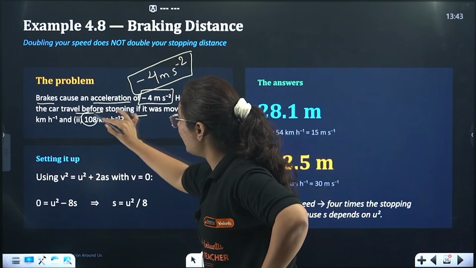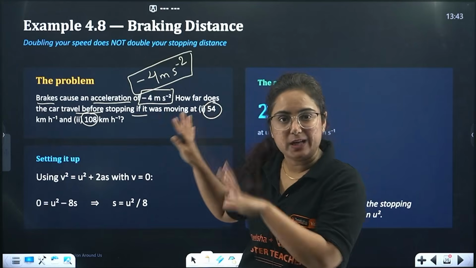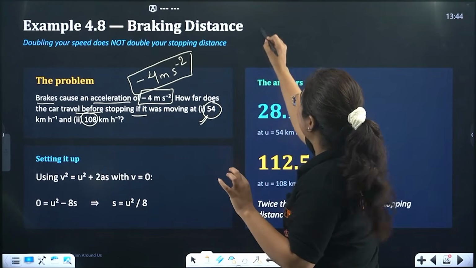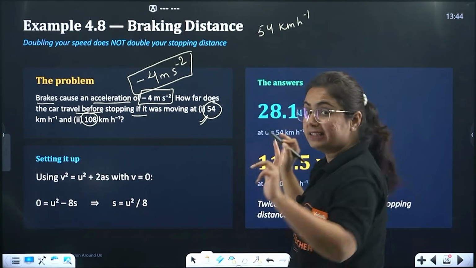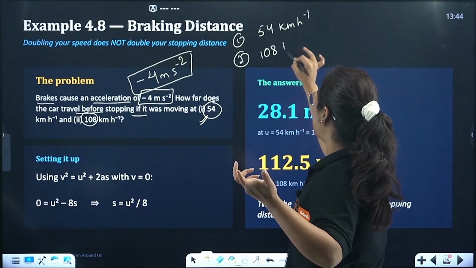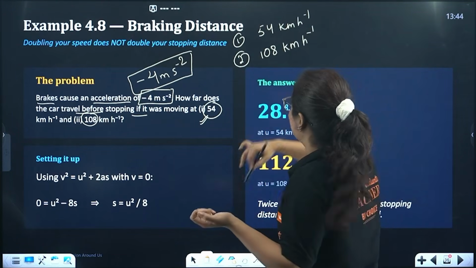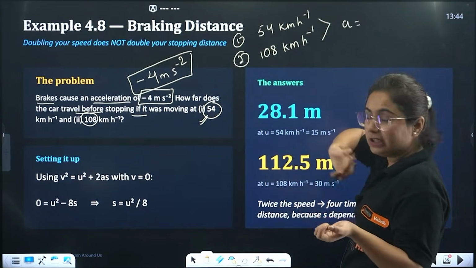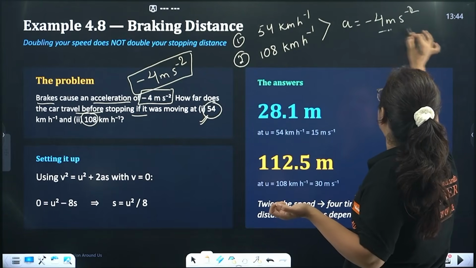Or it is at 108 km per hour. So see, two cases are given to you: when the speed of the car was 54 km per hour, and the second condition, when the speed of the car was 108 km per hour. Now the other thing provided in both conditions is acceleration, that is minus 4.